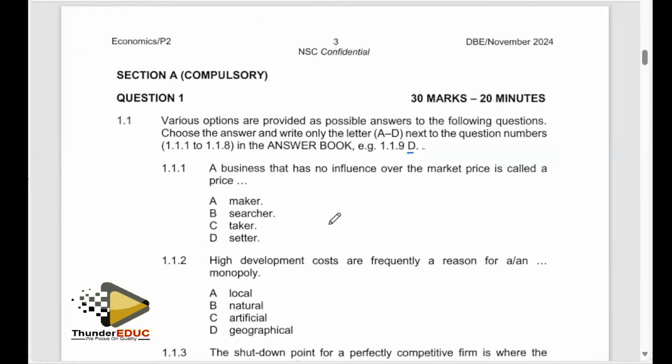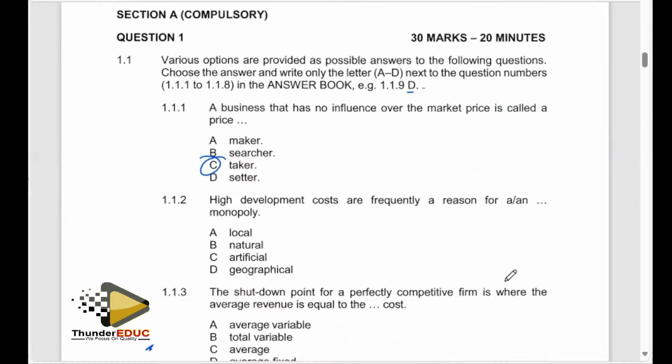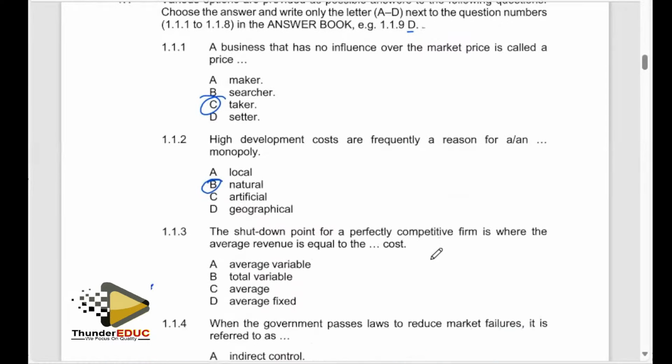Okay, right. So now let's check 1.1.1. A business that has no influence over the market price is called a price taker. Okay, right. So now moving on to the next one, we have 1.1.2. High development costs are frequently a reason for a monopoly to take place, which is a natural monopoly.